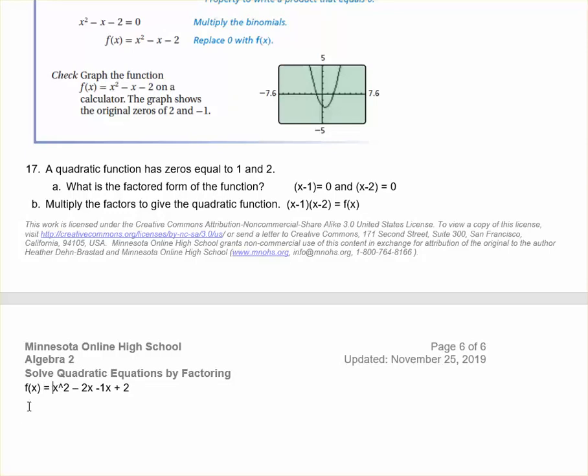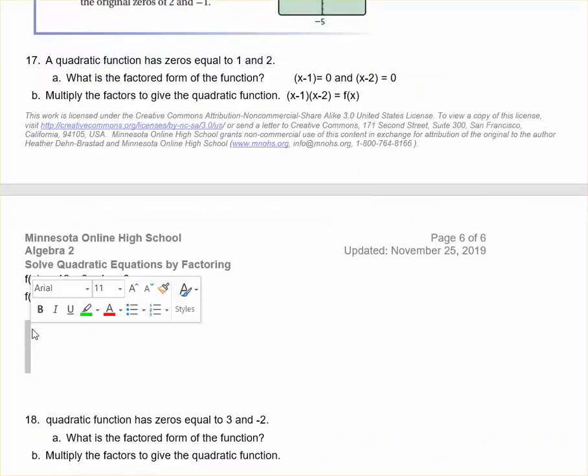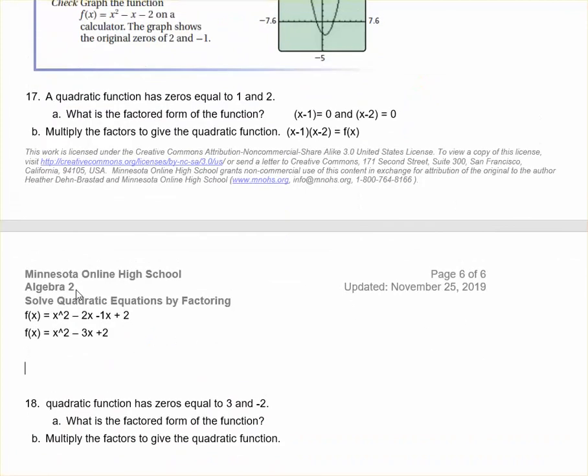Then that means that our function, once we add our like terms, would be x squared minus 2x minus 1x is minus 3x, and then we have our plus 2. So if we were given that quadratic and asked to factor it, we would get these factors, and if we were asked to find the zeros, we would set those equal to 0 and we would get 1 and 2. So we're working backwards to find the original function. And you can check by graphing. You can graph your answer and see if these indeed are the zeros, if this is where they cross the x-axis.